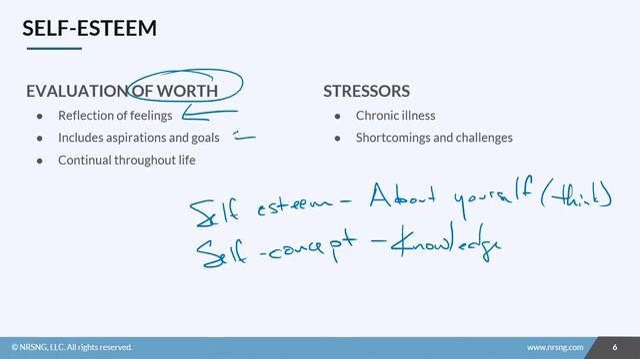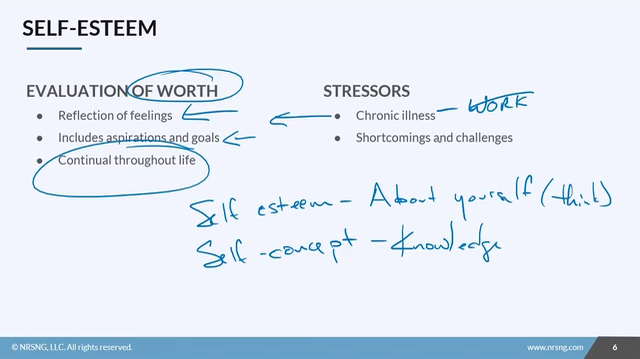It includes our aspirations and our goals. Like, what do we do? If we accomplish this goal, then it definitely reinforces our self-esteem. And the process is continual throughout life. Things like chronic illness can contribute to self-esteem. Chronic illness sometimes means that your patient can't work, and if they can't work, they can't contribute. Therefore, it actually diminishes their self-worth. Shortcomings and challenges: if you can't live up to your goals or aspirations, that will contribute to diminished self-worth, or it'll feel like failure, which can negatively impact their self-esteem.